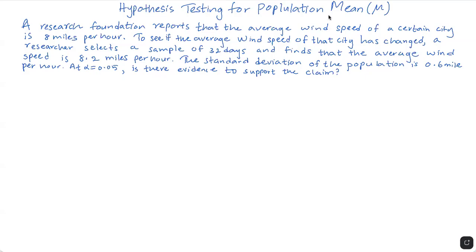So today I'm going to talk about the two-tailed hypothesis testing for population mean mu. So this is the example.